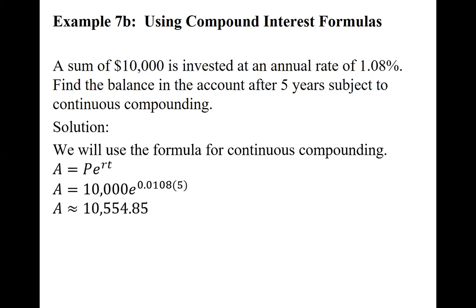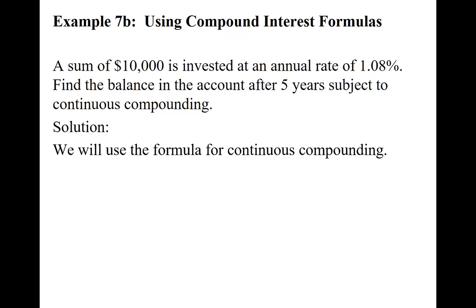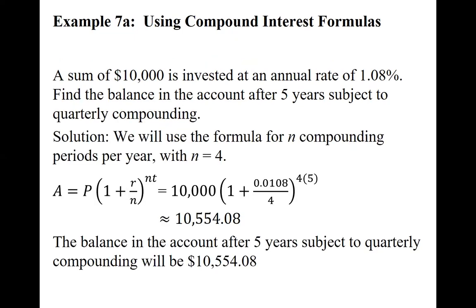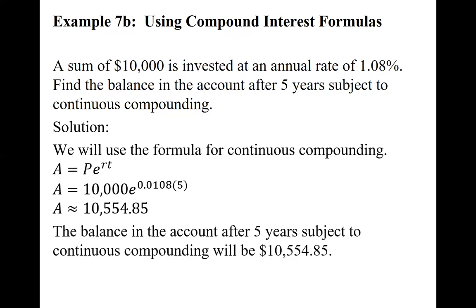And we get 10,554.84602. This is money. It rounds to the nearest cent, $10,554.85. So the balance in the account after 5 years subject to continuous compounding is $10,554.85. Compare that to just compounding quarterly. That was 10,554 and 8 cents. Not terribly more.